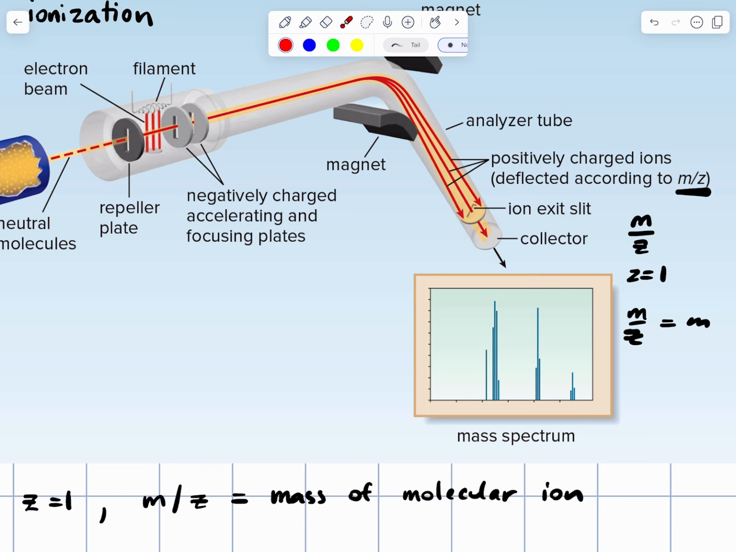Yeah? Do you average all of the values? So why are there multiple peaks, and do you average them? You don't average them, but what do those peaks mean? We are going to talk about that. Yep, what else? Okay.